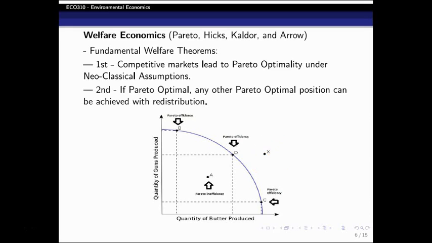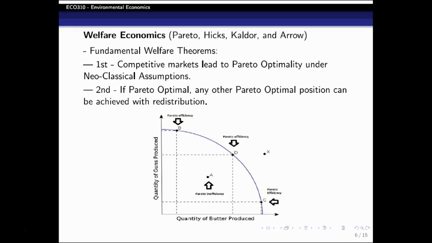Now, one of the problems with Pareto optimality, as we can see at points B, D, and C, is that it says nothing about equity. It only cares about efficiency. So, for example, at point B, gun producers are doing really well, but butter producers aren't doing very well. At point C, the opposite is true. Butter producers are doing well, but gun producers are not. And then, of course, at point D, we can see that they're both doing reasonably well.